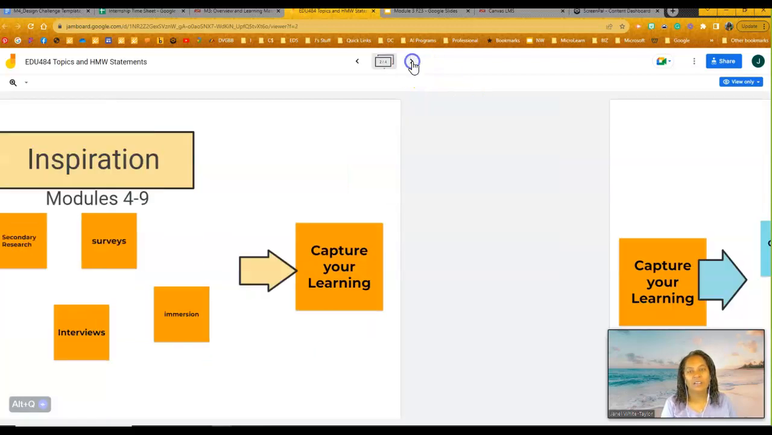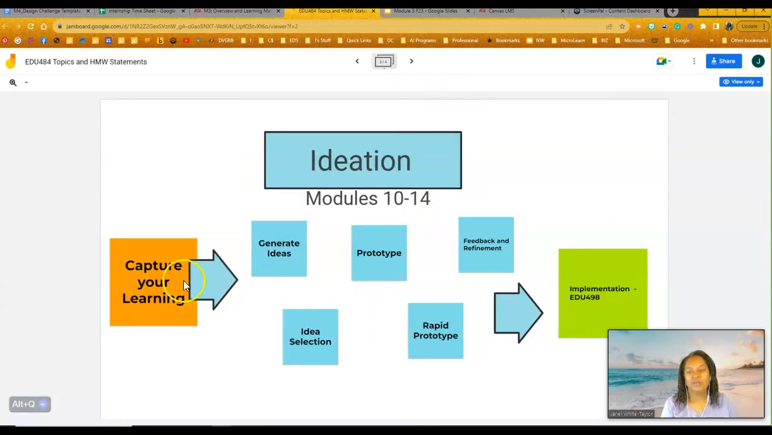And then after you've captured your learning, we start generating ideas on how this can be really productive from what we learned. So those surveys, the interviews, the immersion activities, you're going to take that and generate ideas. We're going to come up with some prototypes. We're also going to look at the feedback and refinement to figure out, how do we make this work? How do we make this really a good solution that's going to solve that problem?